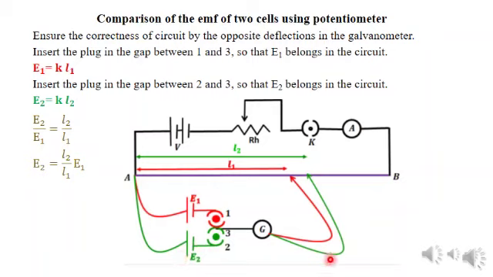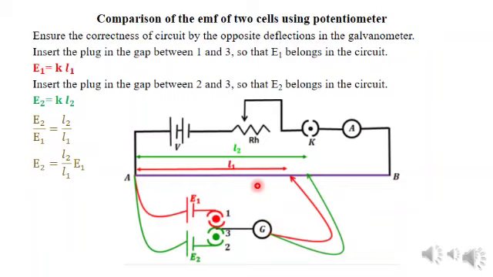Continue our connections from the middle part of the double way key, that is from point 3 to the galvanometer. Then from the galvanometer to the jockey, which can slide over the potentiometer wire. This is the secondary circuit of the potentiometer experiment.